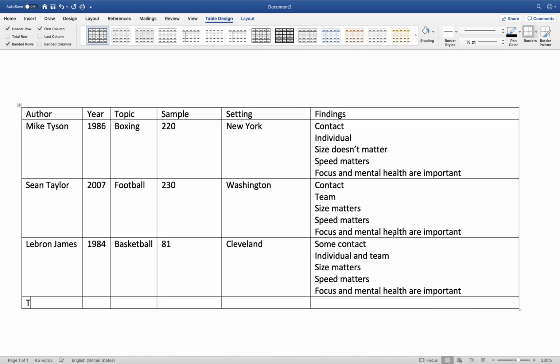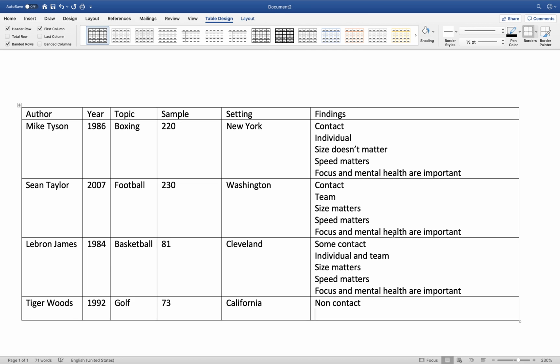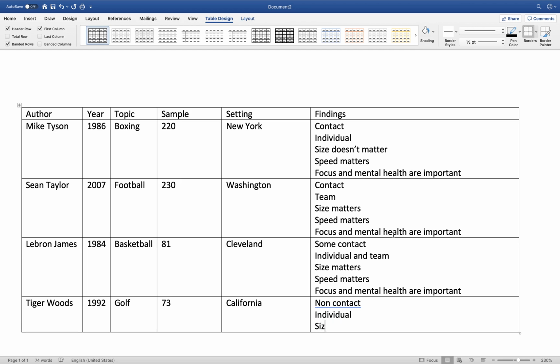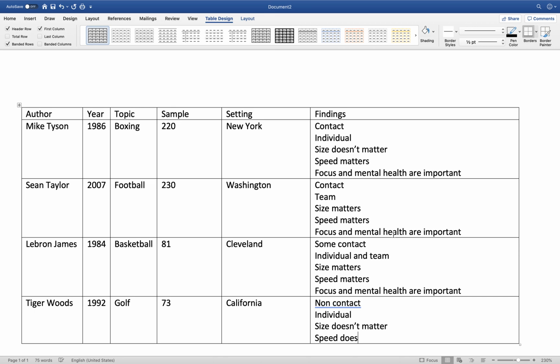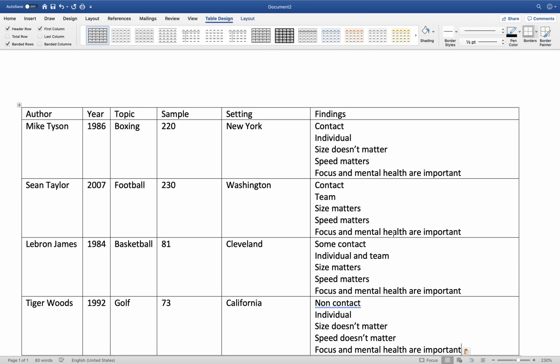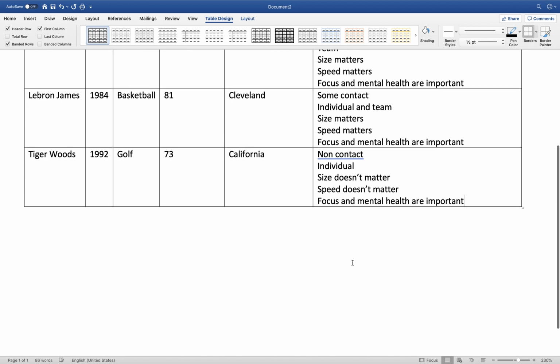The fourth author, Tiger Woods, he published his article in 1992 on golf, and his sample size was 73, so another qualitative research study more than likely. And he collected his data in California, and he finds that research participants prefer non-contact sports. They prefer individual over team sports. They also state that size doesn't matter. Neither does speed. Speed doesn't matter. But focus and mental health remain important.